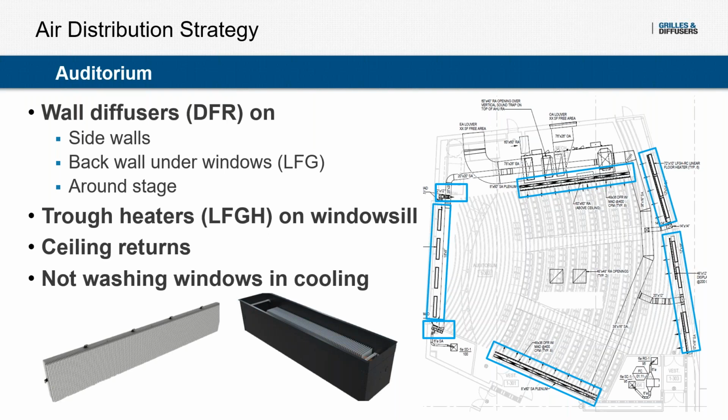Now, because we're going to be looking at cooling and heating, or I guess I'll call it heating light because it's in California and we're presenting from Canada, so this is very mild heating from our perspective. In this case, we're going to use trough heaters on the windowsills to provide warm air and wash the windows with warm air to provide the heating. And as in any good displacement, we have returns up high in the ceiling. In any displacement system, you want your returns as high as possible.